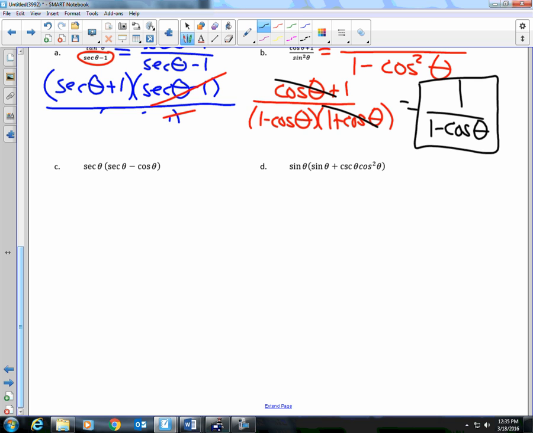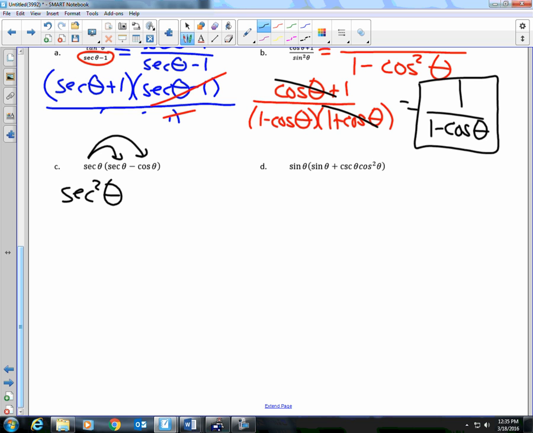All right, what do you notice? What's different about C? It's already factored. There's no squared, right? Fact is, if we could create a squared, that's better off because most of our formulas have a squared in them, right? I could create a squared pretty easily. I'll just distribute. I get secant squared of theta.